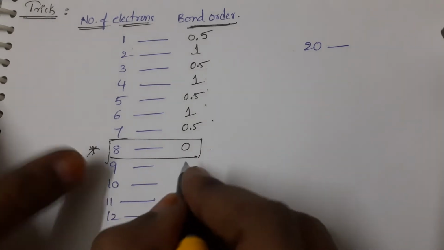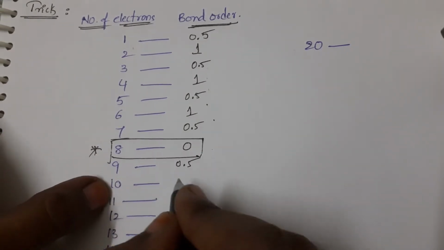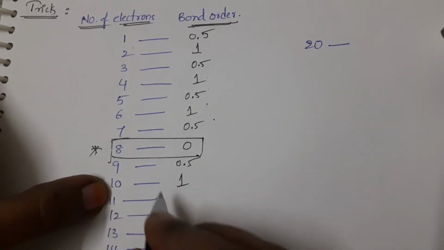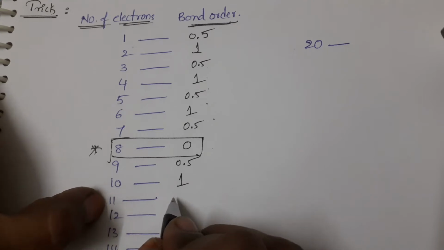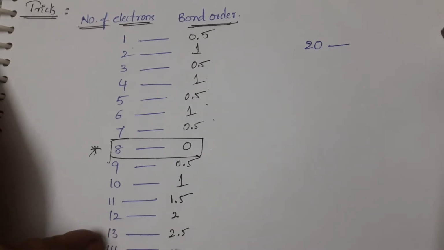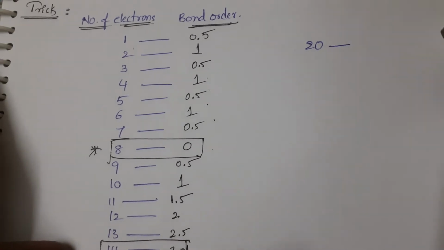See here, after 8, for 9 electrons the bond order is 0.5. For 10 electrons, increase by 0.5, so 1. For 11 electrons it will be 1.5. For 12 electrons, 2. For 13 electrons, 2.5. For 14 electrons the bond order will be 3. Stop here and make a note. Put a mark here.